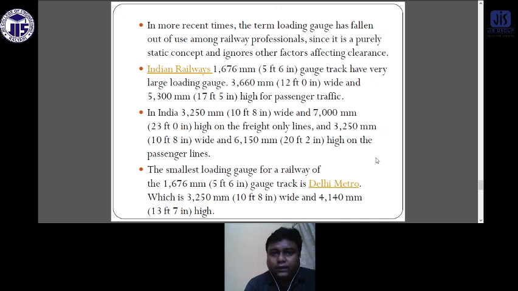In more recent times, the term loading gauge has fallen out of use among railway professionals since it is a purely static concept and ignores other factors affecting clearance. Indian Railway broad gauge track has a very large loading gauge. It is 3.6 meters wide and 5.3 meters high for a passenger train. In India, it is 3.25 meters wide and 7 meters high on freight only lines, and 3.25 meters wide and 6.1 meters high on the passenger lines. So these are some guidelines on the loading gauges.